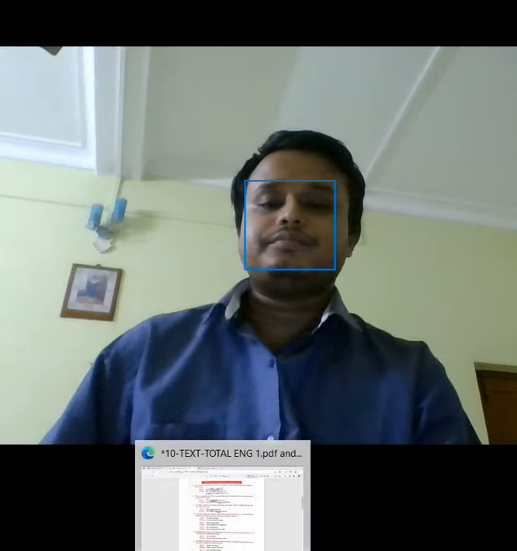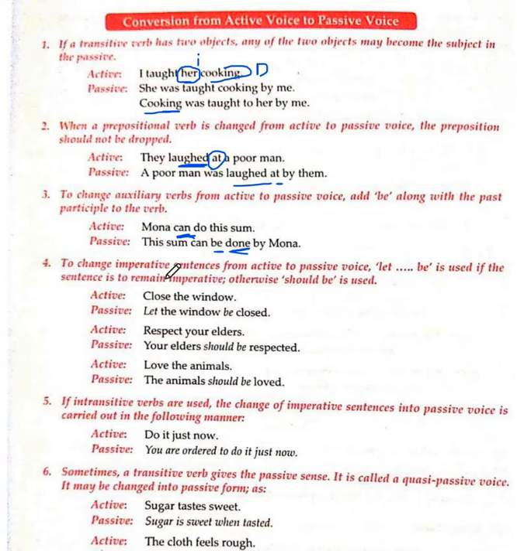Okay. Next one, to change imperative sentences from active to passive, "let be" can be used. This one was also discussed in your previous day's class. So: close the window, let the window be closed. Respect your elders, your elders should be respected. Love the animals, these animals should be loved.